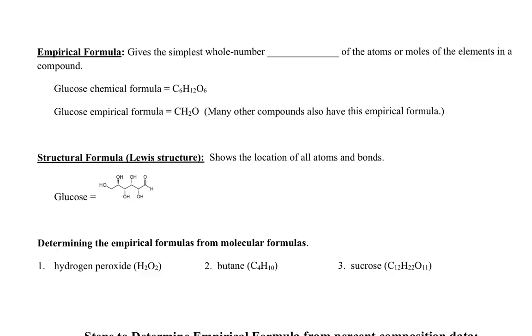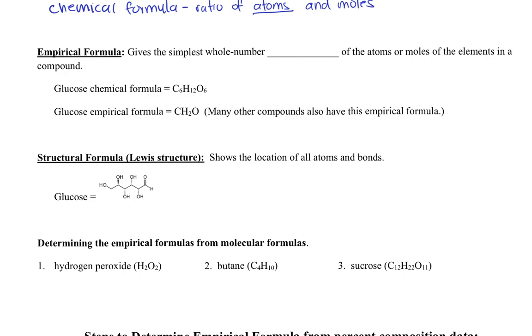Before we talk about empirical formula, I want to remind you that a chemical formula is a ratio of both atoms and moles. We are very used to understanding it as a ratio of atoms, but it is also a ratio of moles.